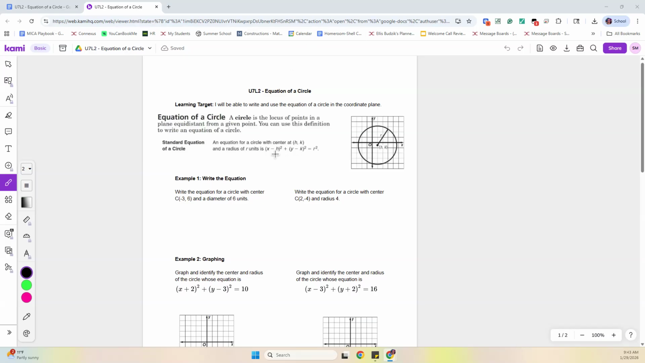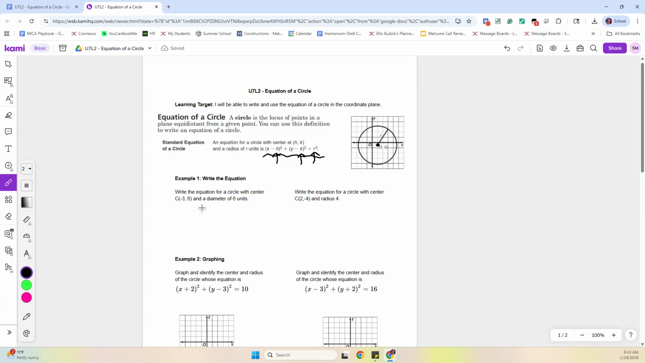It looks something like this, where we're filling in h and k for numbers, and same thing with this r. So (h, k) is the center of the circle, and r is the radius of the circle. Once we know that information, once we know the center and the radius, we can just plug in and go from there.